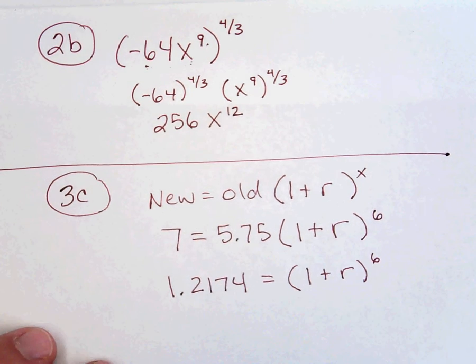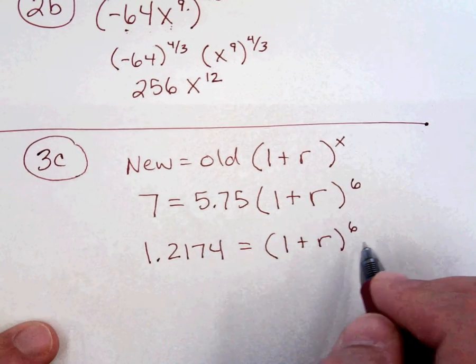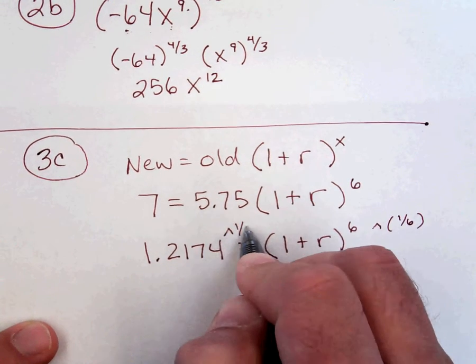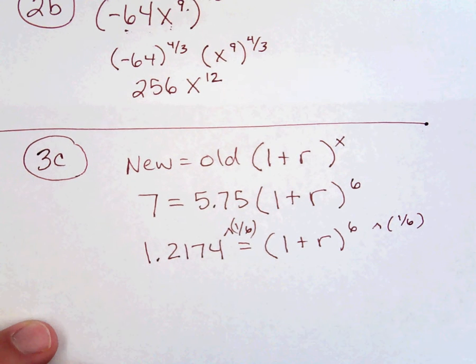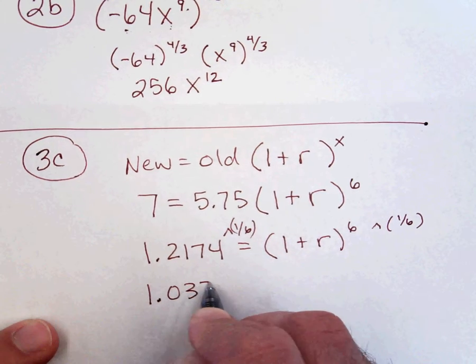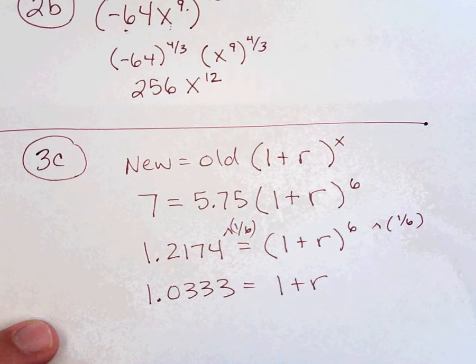At this point, we need to remove the 6 from the problem, so we're going to raise both sides to the 1/6 power. Again, use parentheses. Don't be lazy. Let's take both sides to the parentheses, 1 over 6 power, and you get 1.0333 equals 1 plus r. The 6 and the 1/6 cancel.